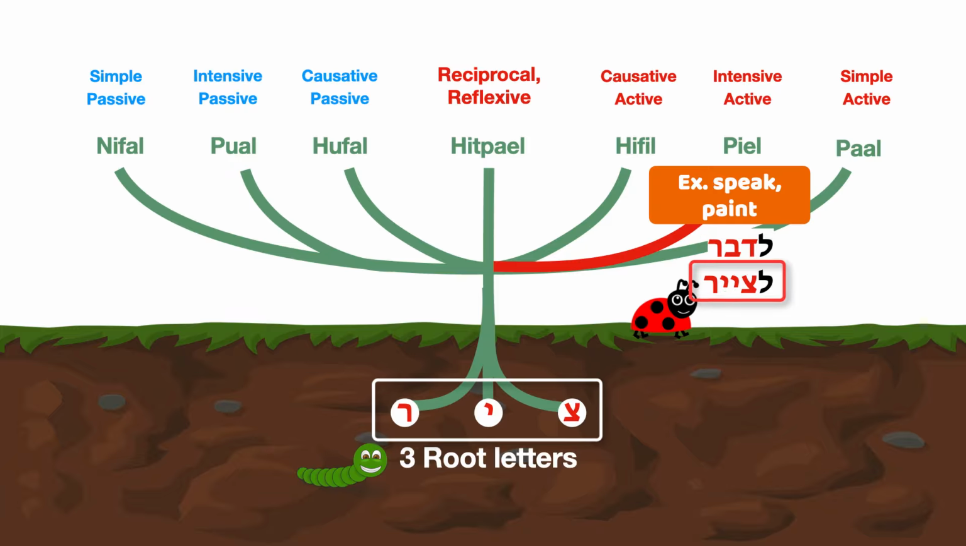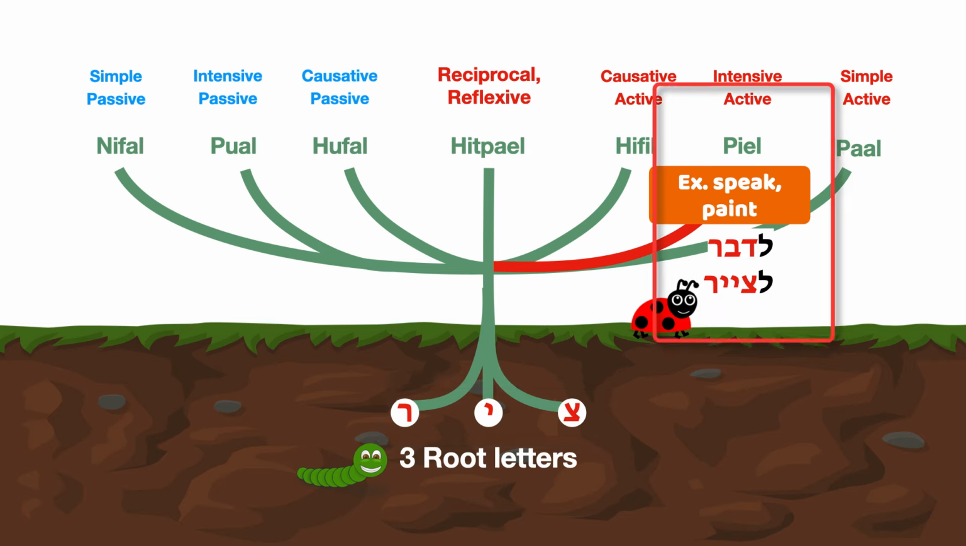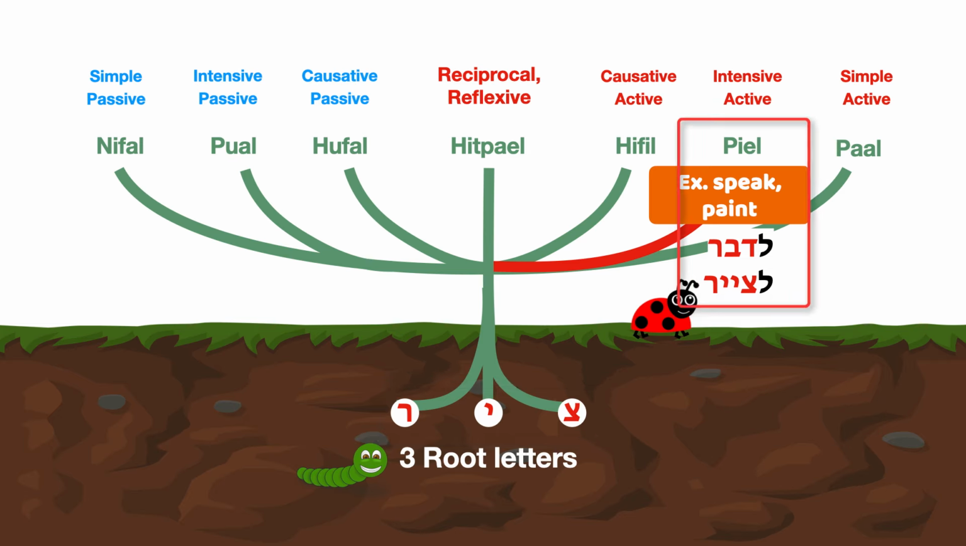Now let's see another example. Here, the root letters are צדיק יוד ריש. By adding the prefix le to the root letters, we get the verb, לצייר, which means to paint or to draw. So remember, PL verbs are verbs that describe intensive action.